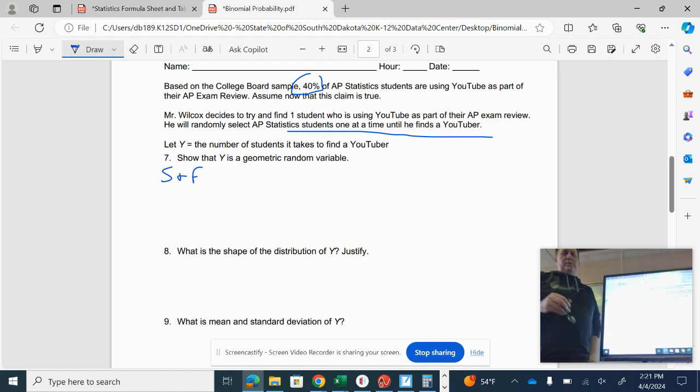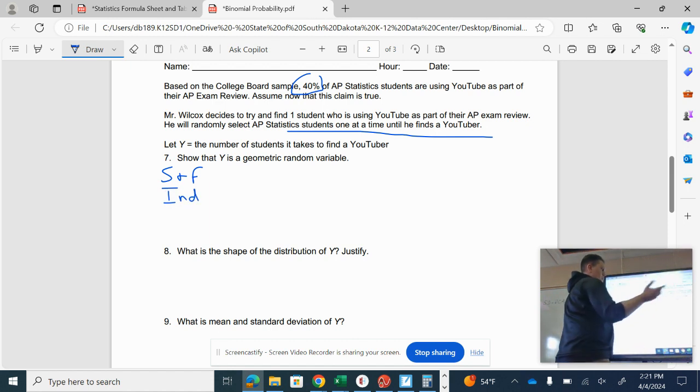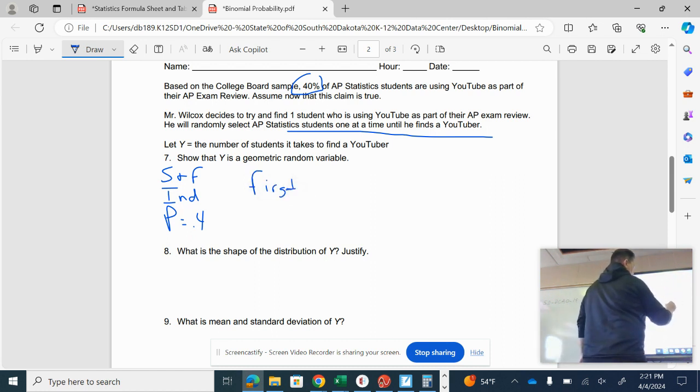So if you were doing this on the AP exam, it's success and failure. They either use YouTube or they don't. Independent, one student wouldn't affect the next. There's a given probability, it's 40%. And to make it geometric, we're doing something about when we find the first success. All right.